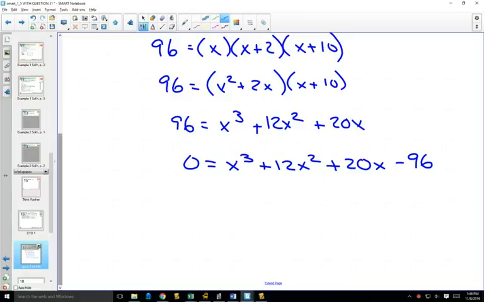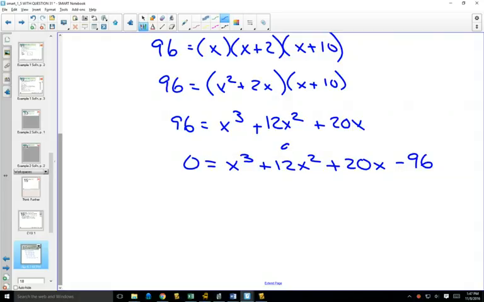Now the crazy thing about this one, being on a non-calculator question, is now you're going to have to plug in factors of 96 to see which is going to equal 0. So on a non-calculator, would you start with 1 and -1 or 96 and -96? Probably 1 and -1. Trying both of those don't actually give you an answer, and it's not until you try 2.